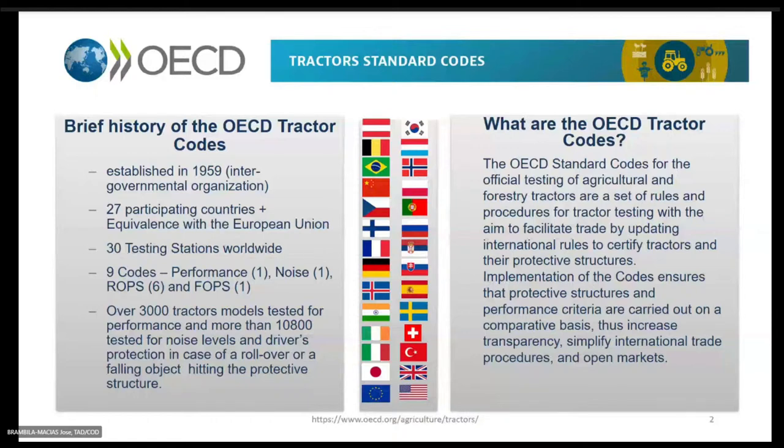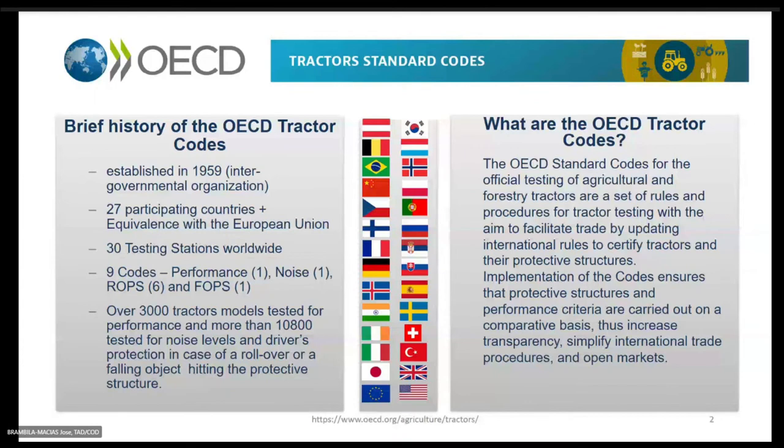OECD takes the responsibility to check all the test reports and ensure that they have been done according to our rules and regulations. So we guarantee that a tractor tested in China, for example, has followed the same rules and has been tested according to our regulations, no matter if the tractor is tested in Asia, in Europe, or in America. And this levels the playing field for industry and provides the highest level of safety for all tractor users.